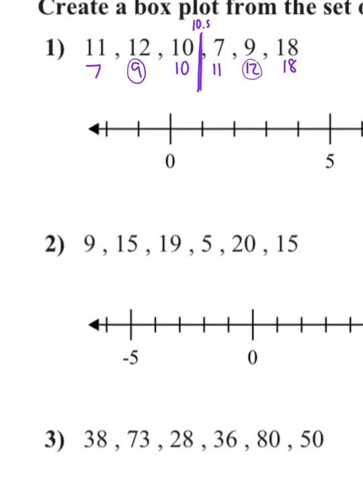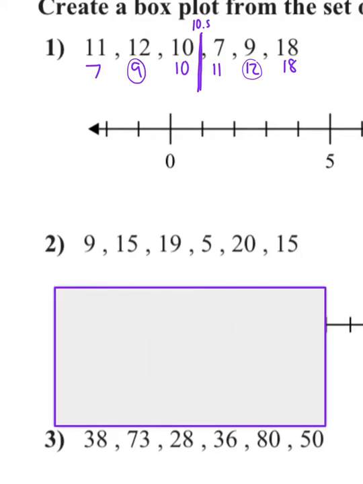All right, so let's see how you did here. I'm going to get some workspace here to do that. So here's my workspace. First off, I'm going to put the numbers in least to greatest order. So I have 5, 9, 15, 15, 19, and 20. Okay, I got them all.